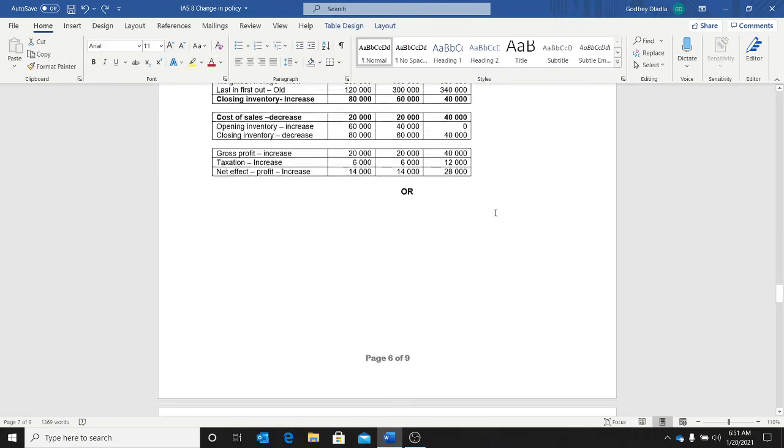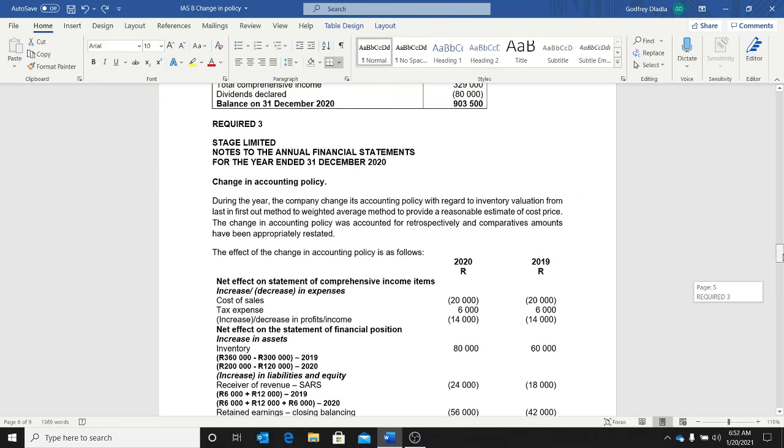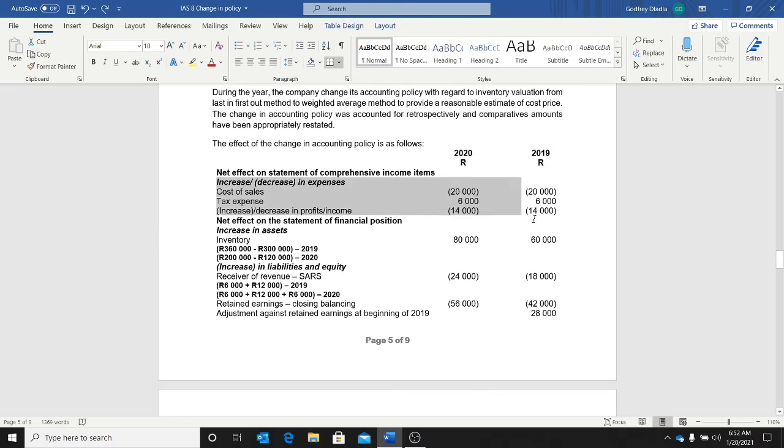If you read the cost of sales line, here it is, decrease 20. Then it says tax, increase 6. Net effect, 14 increase. So what I'm reading from this note here is what is in the calculation. You just transfer it from the calculation to here. You are explaining to us that this is what happened in 2020, this is what happened in 2019 in relation to the income statement.